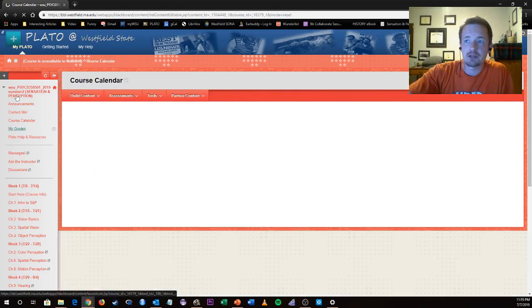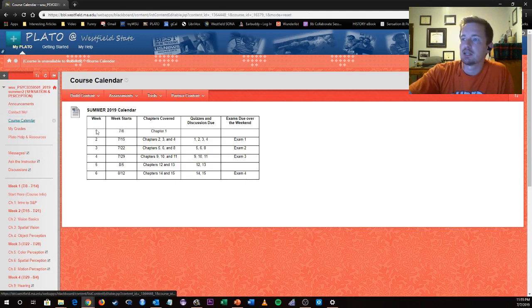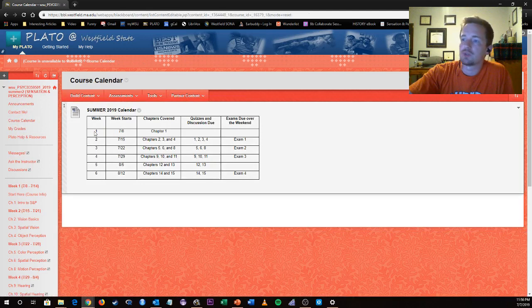The course calendar, moving back over here to the left, you can see right over here. You'll also find this in the back of your syllabus. It lets you know what the week is, when that week starts, and what is going to be due by the end of Sunday. So you'll see for chapter 1, there's nothing due, because I know all of us are getting used to the rhythm of things. We're still getting our textbooks and things like that.